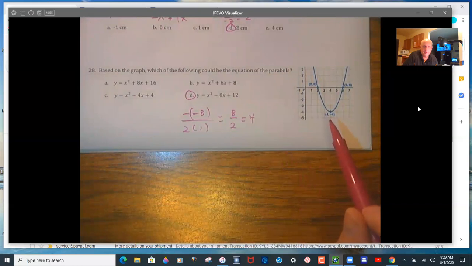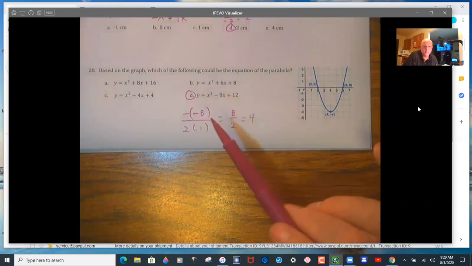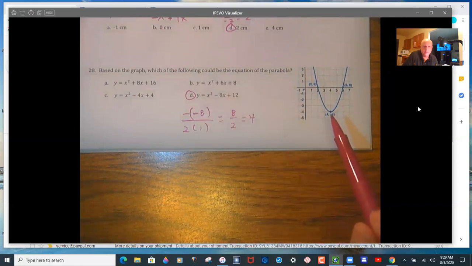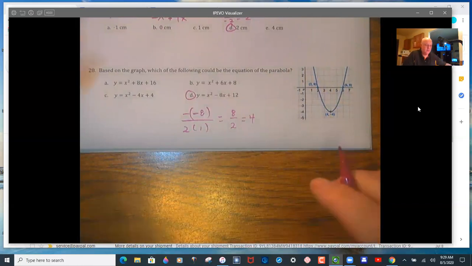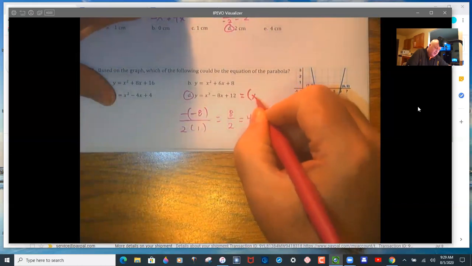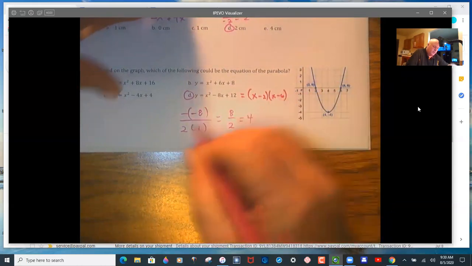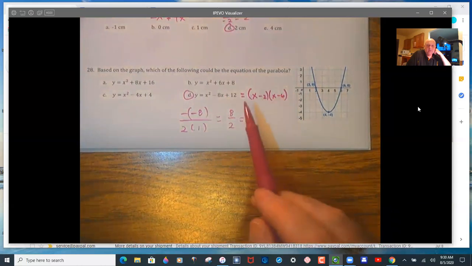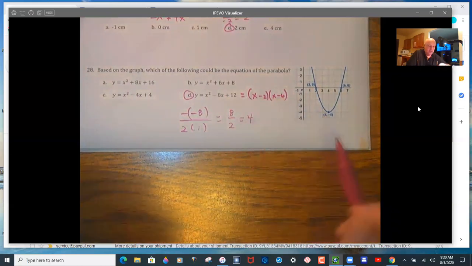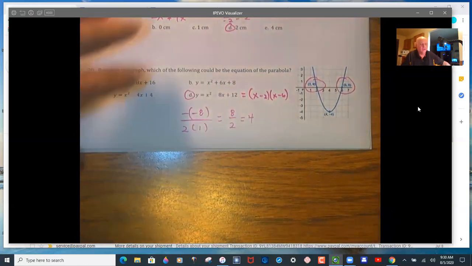So 4 is the vertex, 4, negative 4. So there's a variety of ways you can do this. I think probably the x-intercepts are the best. So 2 and 6, which one has x-intercepts of 2 and 6? So you have x minus 2 times x minus 6. That's the best thing to do. That has to hold. It doesn't look like there's any common factors. So x squared minus 8x plus 12. Look at these. That's going to give it away. All right, couple more pages to go.